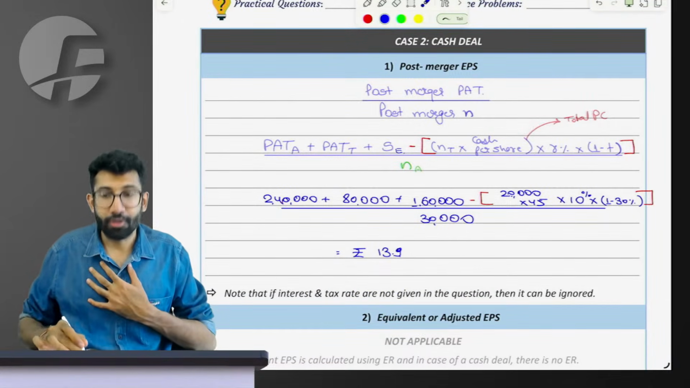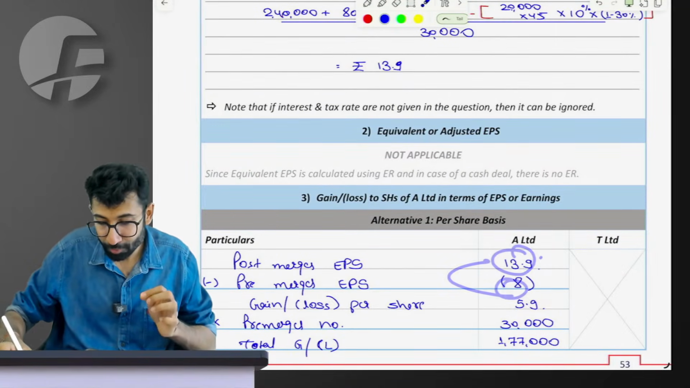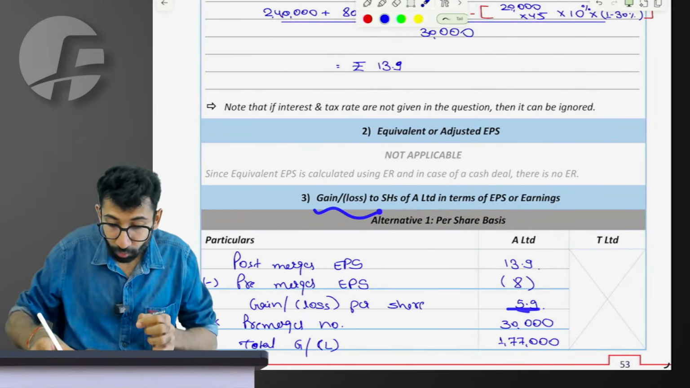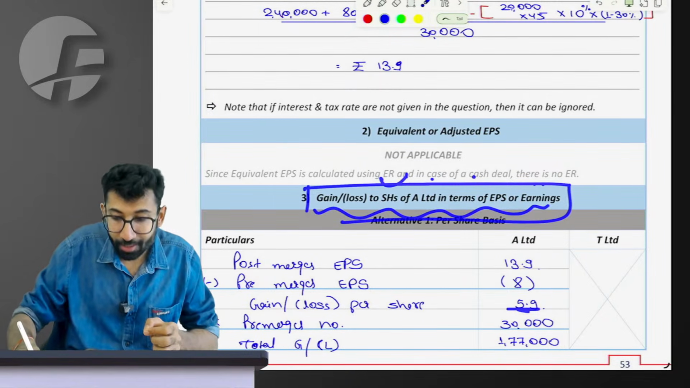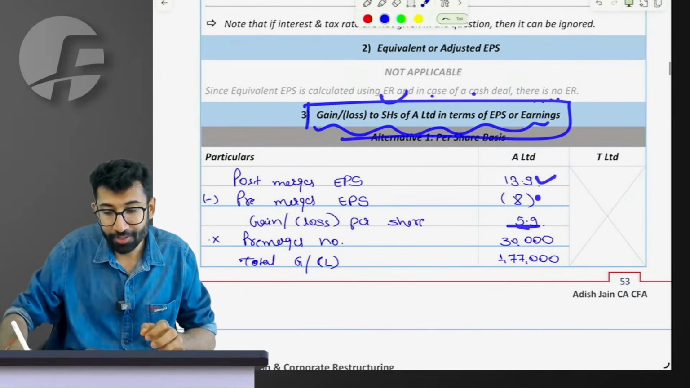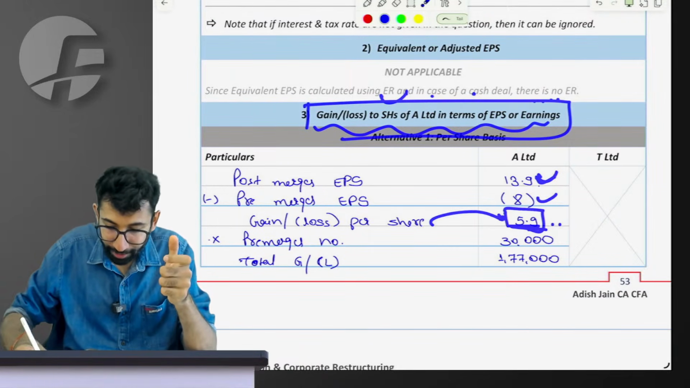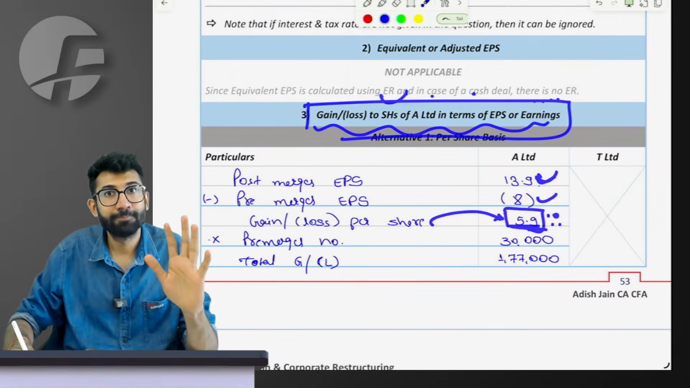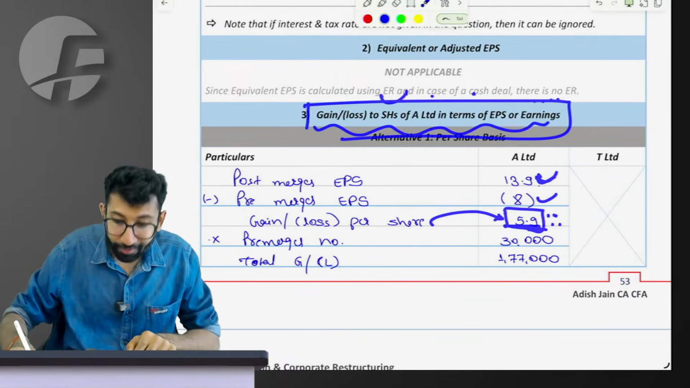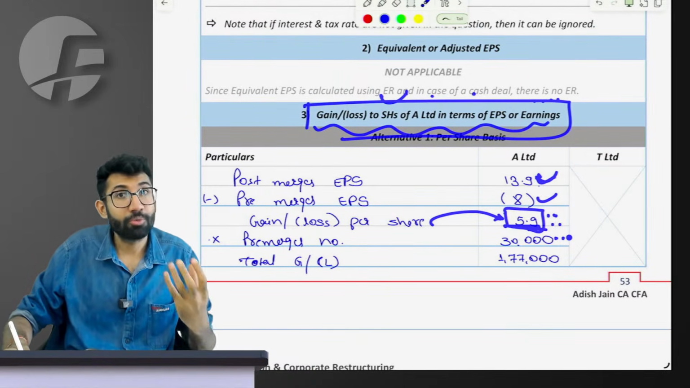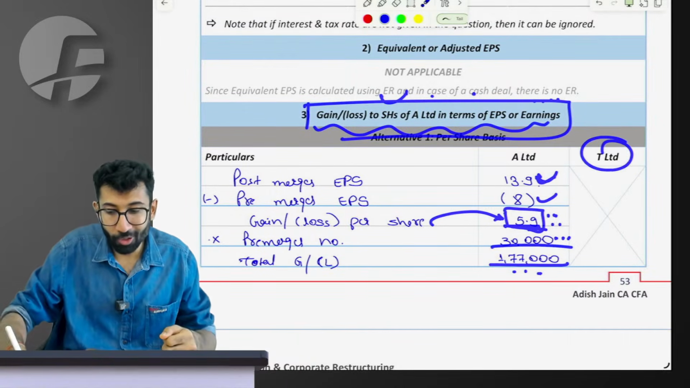So as an acquirer, where I was previously earning 8, now I will earn 13.9, which means on every share basis, see what the heading is: calculating gain or loss to the shareholder of A Limited in terms of earnings. I was previously earning 8, but now 13.9. I am gaining 5.9 rupees on a per share basis. Perfect. Which means on 5.9 per share, if my pre-merger number of shares were 30,000, the total amount of gain becomes this. And sir, what about the target?